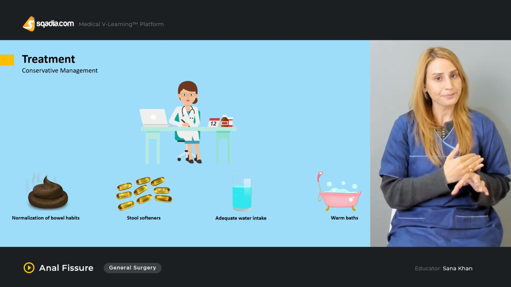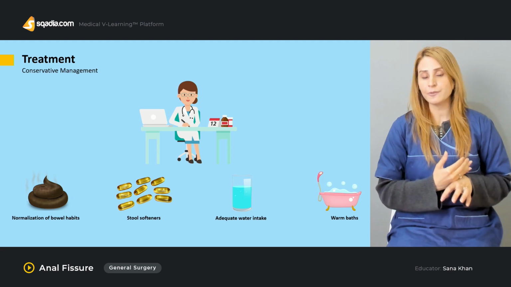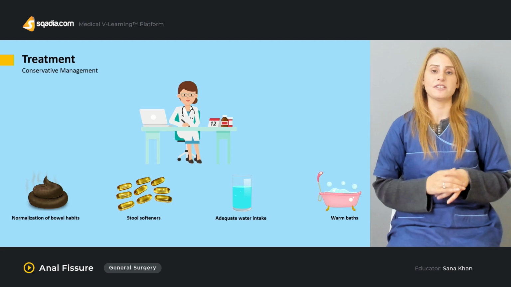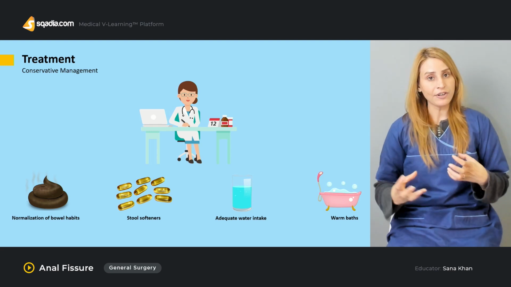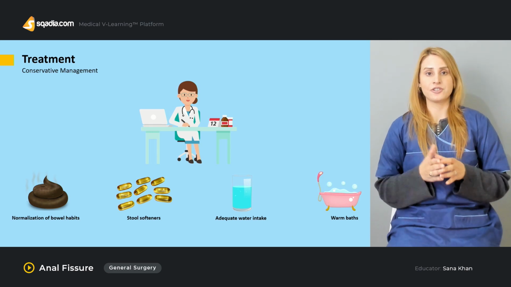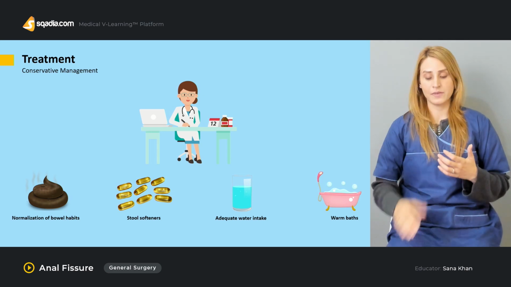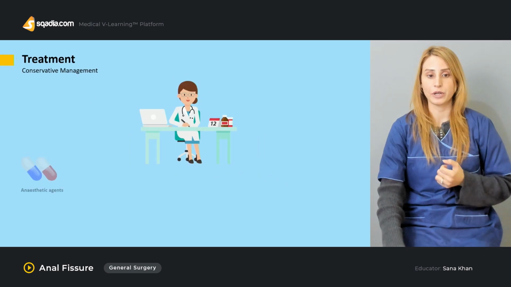Then for that, you need to increase the water intake of the patient, and normalization of bowel habits is very, very important. And then tell your patient, because it's a tear in the anoderm and you want to heal the anoderm, a warm, saline, lukewarm sitz bath is very, very important.